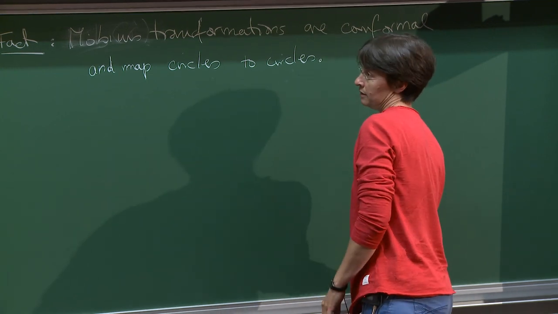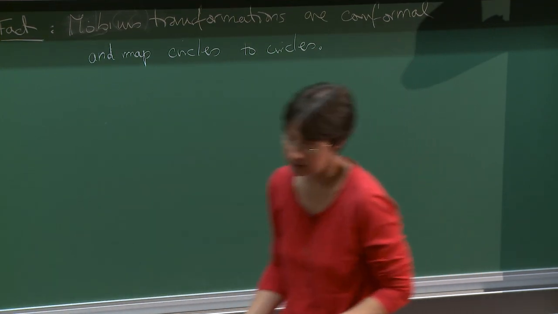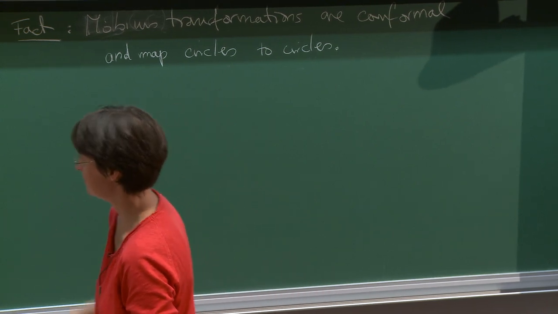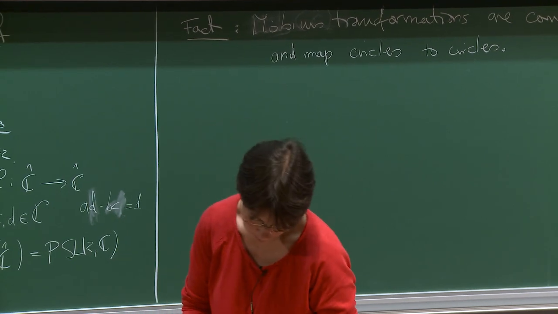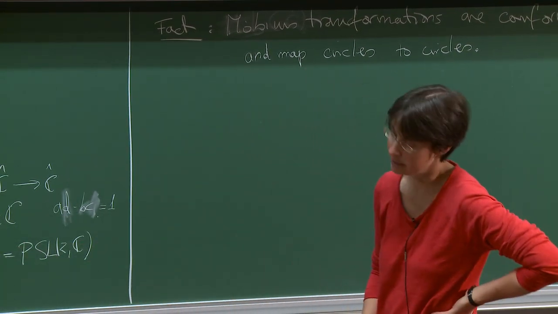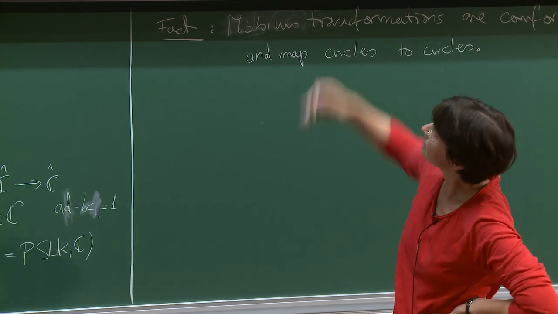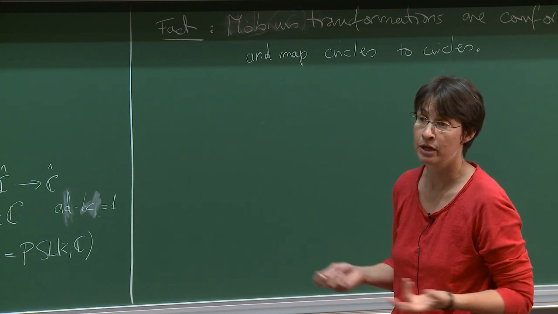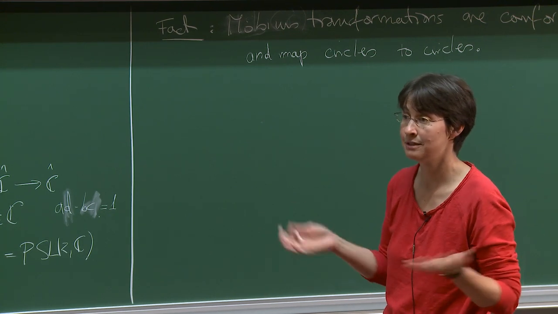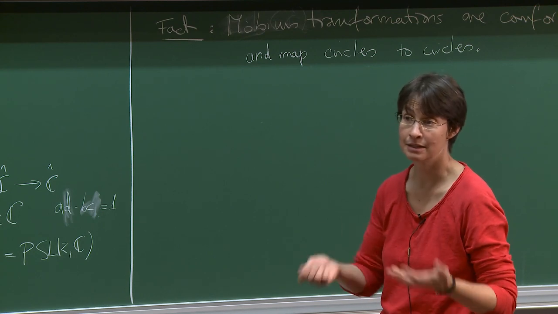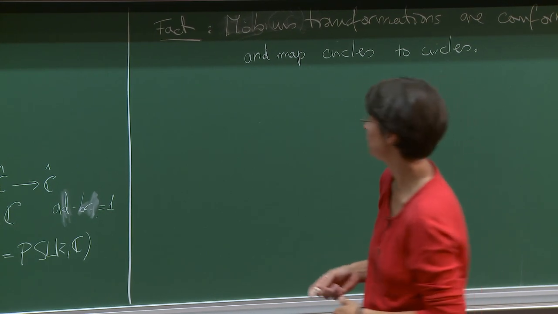Okay, so this was a short digression, and we might come back to Möbius transformations. We will definitely come back to this group PSL2C later. But now I want to discuss the two other very common models for the hyperbolic plane, and these are probably the models all of you have seen already: the Poincaré disk and the upper half plane.